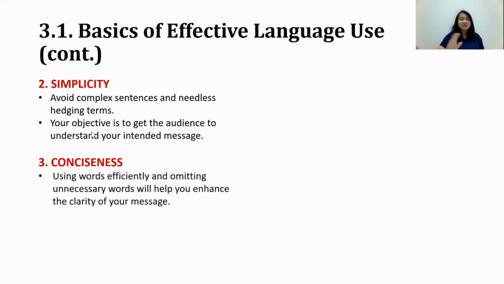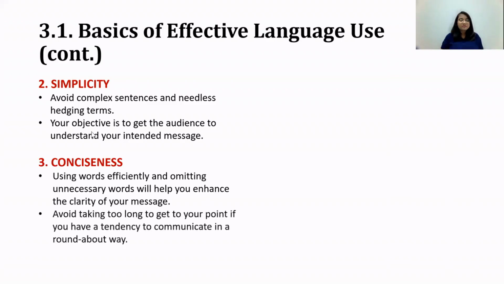Number 3, conciseness. Using words efficiently and omitting unnecessary words will help you enhance the clarity of your message. So do not make your presentation or explanation as long as possible, because that won't be necessary. Avoid talking too long to get to your point if you have a tendency to communicate in a roundabout way. Sometimes we need to be straight to the point, but sometimes we need a bit of elaboration, but make sure it's in the right portion. Don't be too long, but also don't be too short. It should be concise.